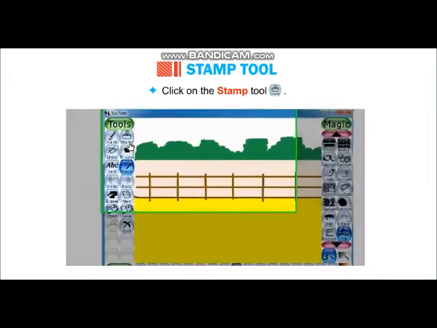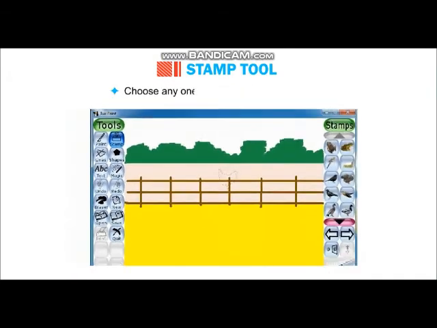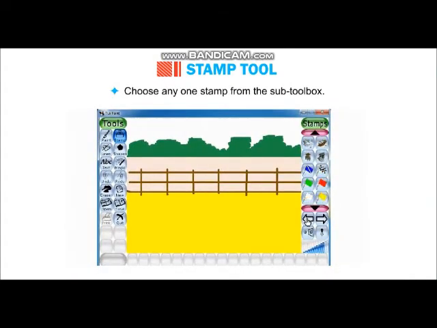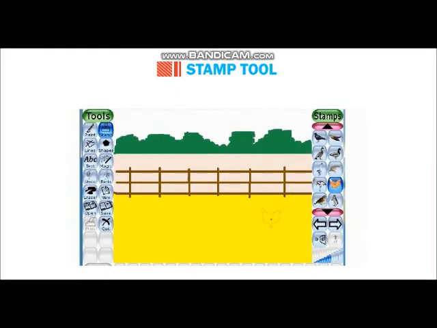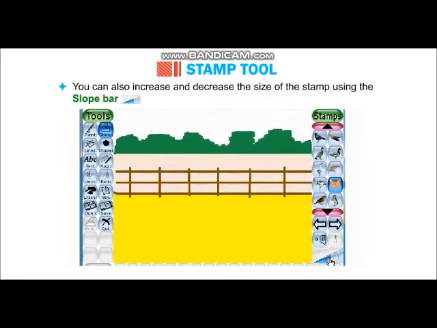Click on the tool. Choose any one stamp from the sub-tool box. For more stamps, click on right or left arrow. Select the cork stamp. You can also increase and decrease the size of the stamp using the slope bar just above the colors palette in the sub-tool box.